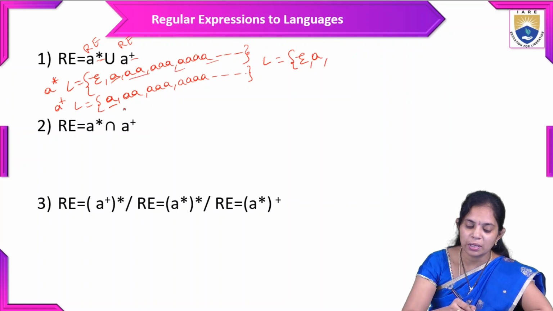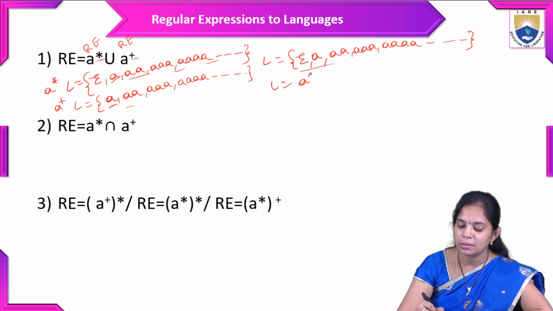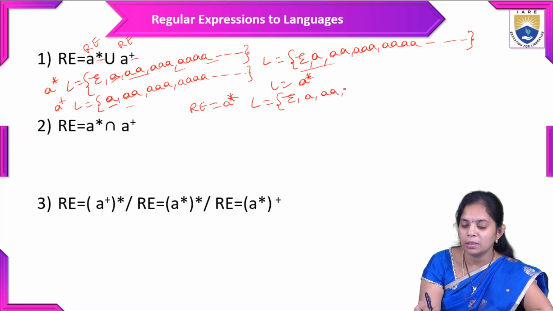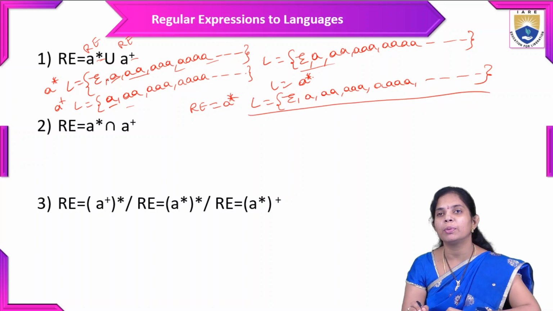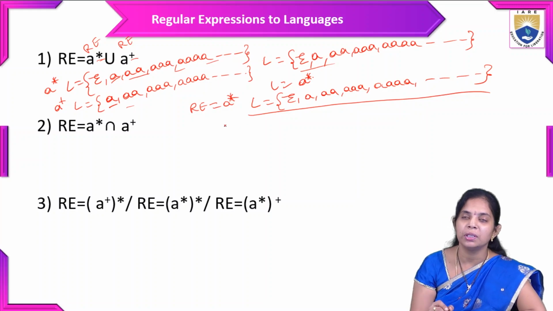All the symbols we are repeating here, so I am writing AA, triple A, and 4 A's, and so on. So what is this language? It is again A star. So what is the result here? The regular expression result is also A star. And what is the language here? The language is epsilon, comma, A, comma, AA, comma, triple A, comma, 4 A's and 5 A's, and so on. So this is the regular language we get after performing the union of two regular expressions. So this is the language for the regular expression A star union A plus.